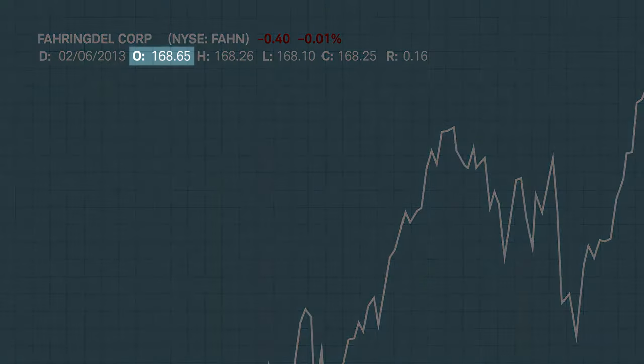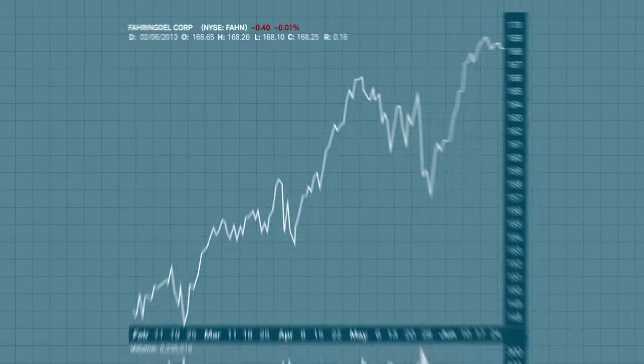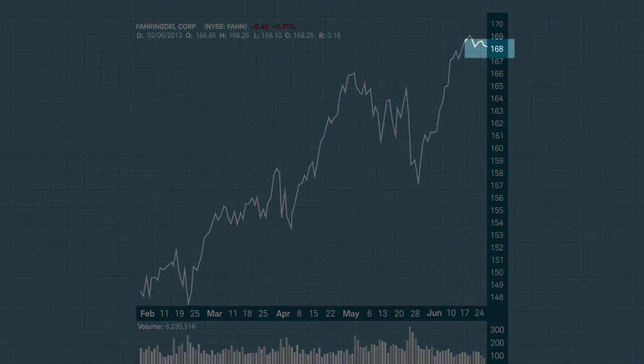The opening price is usually labeled open, or it might be abbreviated as O. This is the stock's price at the market's open. The highest price the security reached is labeled high, or H. The lowest price the security traded at is labeled low, or L. The difference between the high and the low is range, which is labeled range, or R. The security's closing price is labeled close, or C. The closing price is typically the value shown in the line graph.